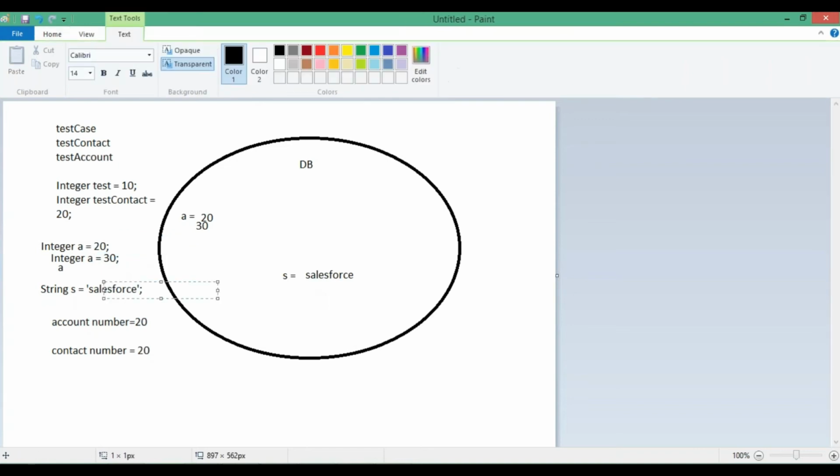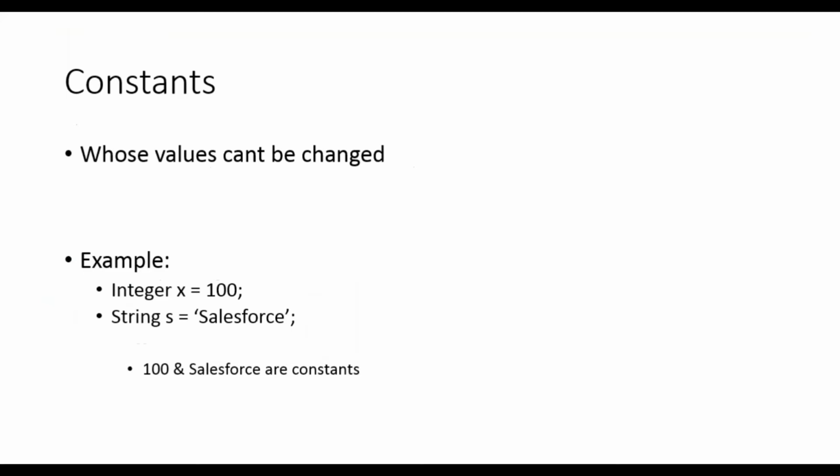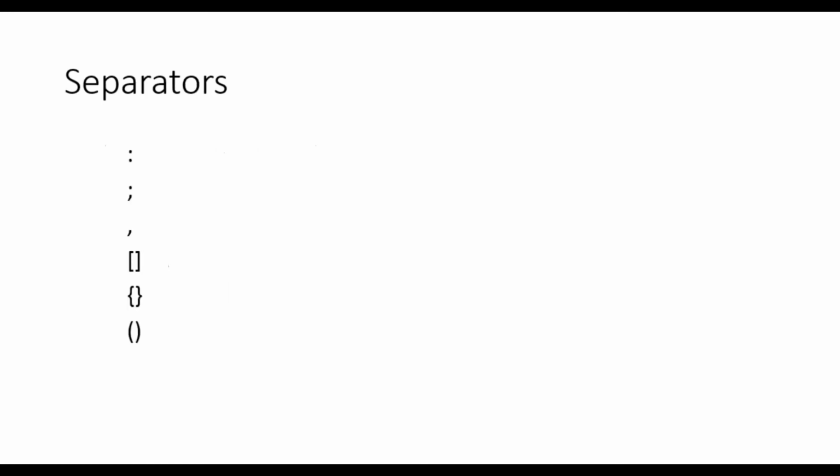Then here Salesforce is a constant. So these values are constant. Values assigned to the variable may be changed, but the values themselves will not be changed. This we call constants, whose values can't be changed. So integer x equals 100, string s equals Salesforce. Here 100 and Salesforce, both are constants. So these are all separators, colon, semicolon, comma. We'll be using them in our examples.